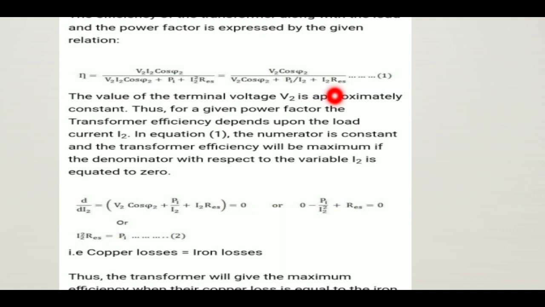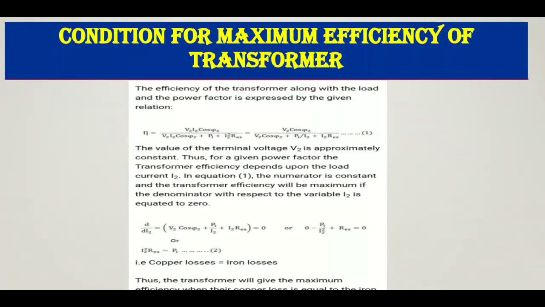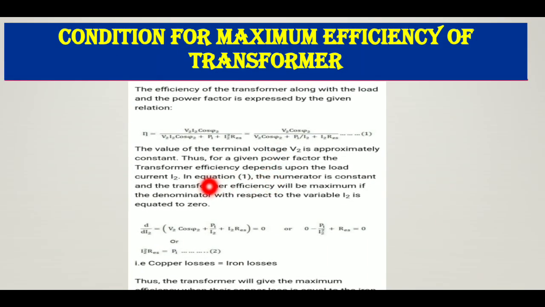If we divide this equation by I2, then we can get that the value of the internal voltage V2 is approximately constant. Thus, for a given power factor, the transformer efficiency depends upon the load current I2 in equation 1. The numerator is constant and the transformer efficiency will be maximum if the denominator with respect to the variable I2 is equated to 0.